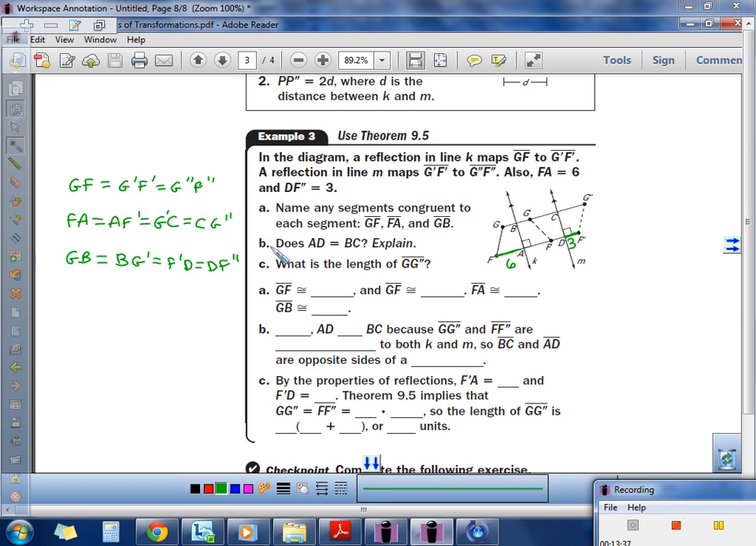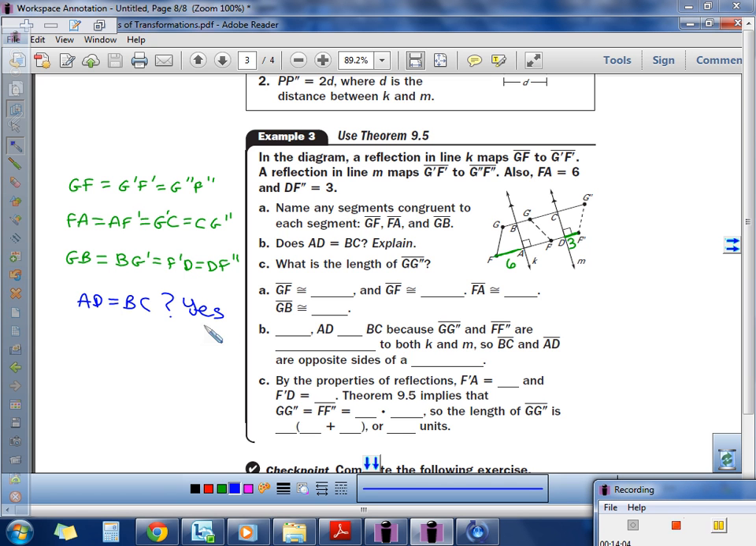The next little question we need to do is part B. And part B says, does AD equal BC? That's the big question. So those are over here. AD and BC, are those segments equal? What do you say? And this is yes. And it does say explain. Does anybody have a good explanation?